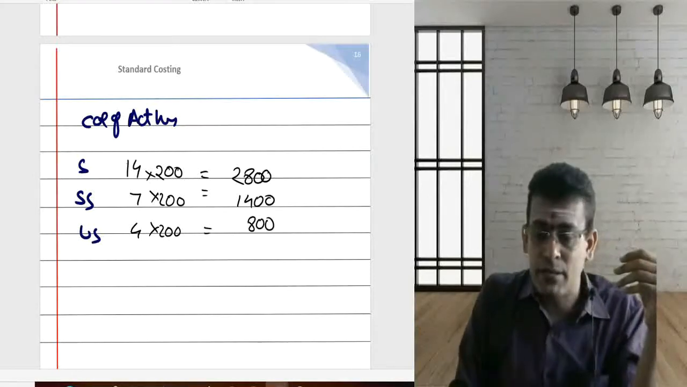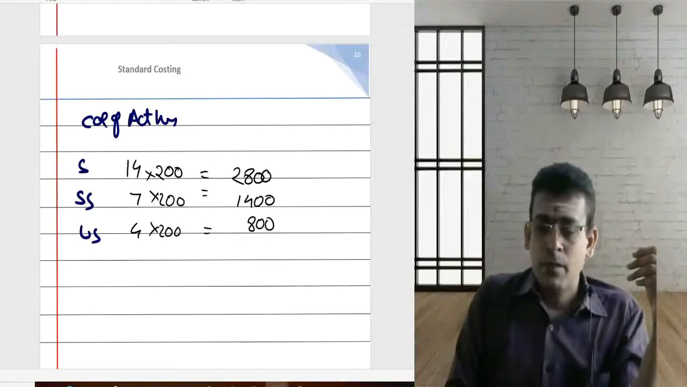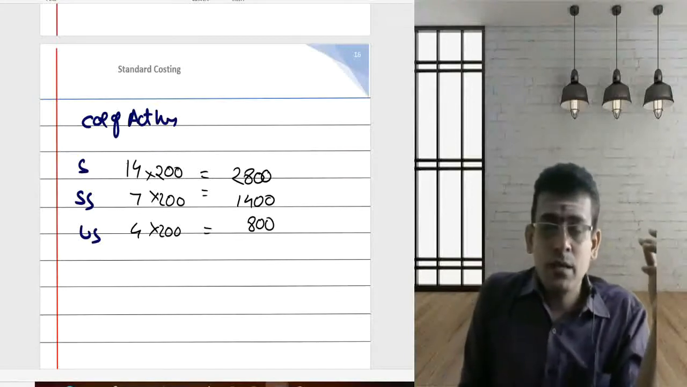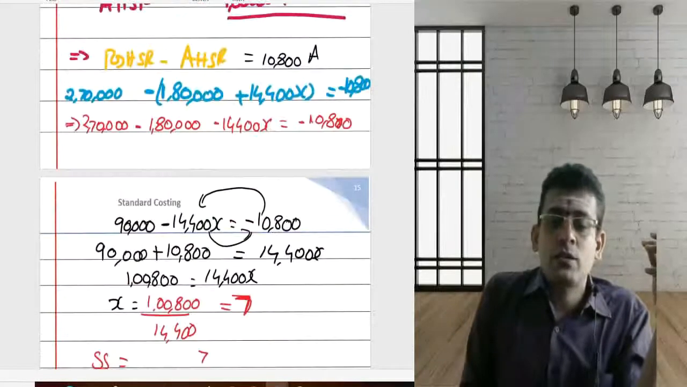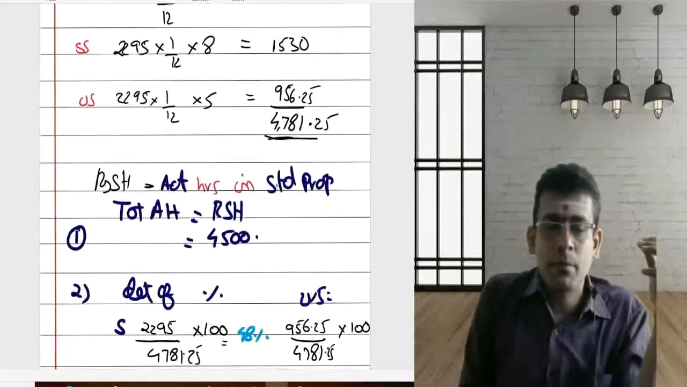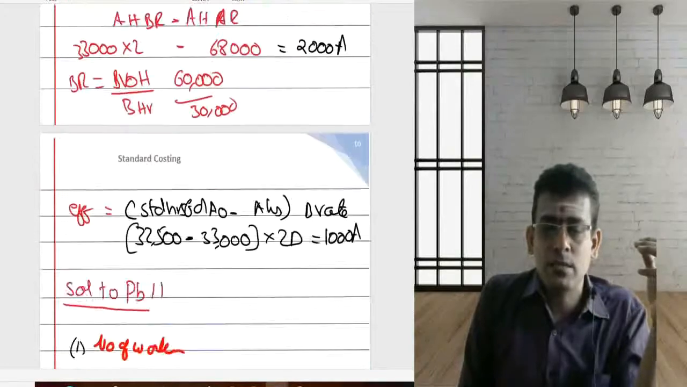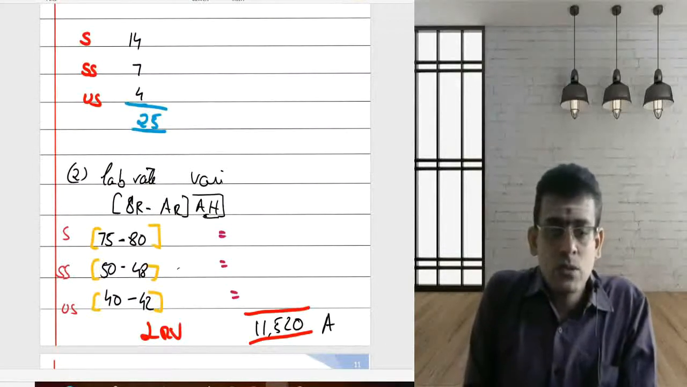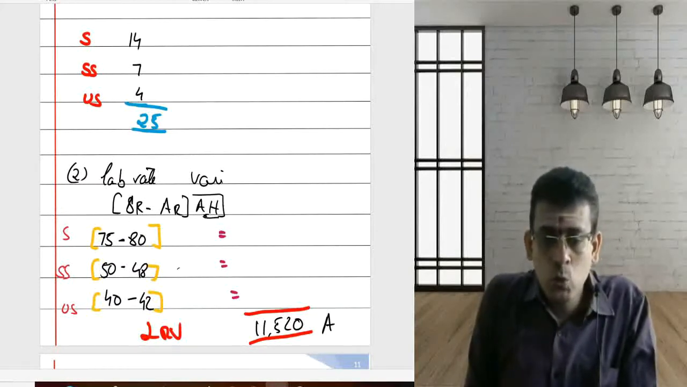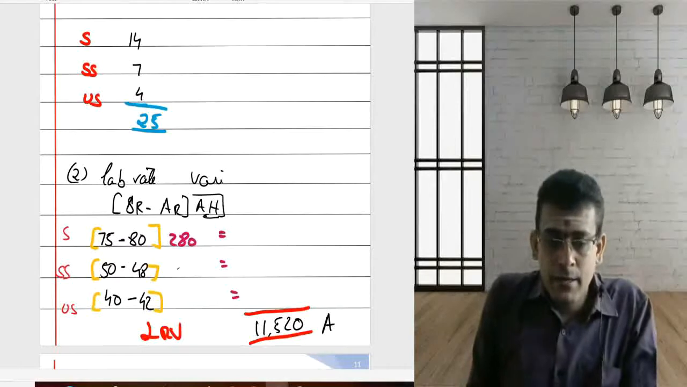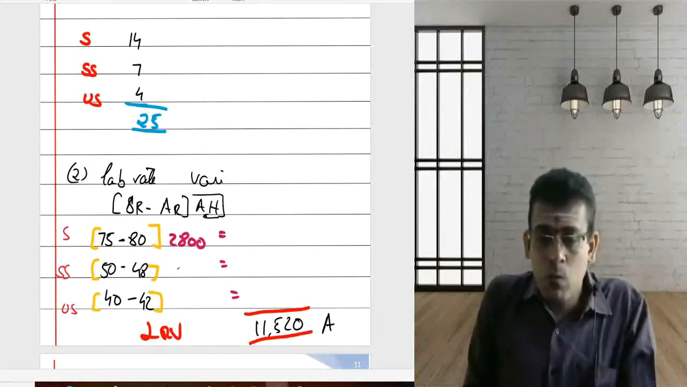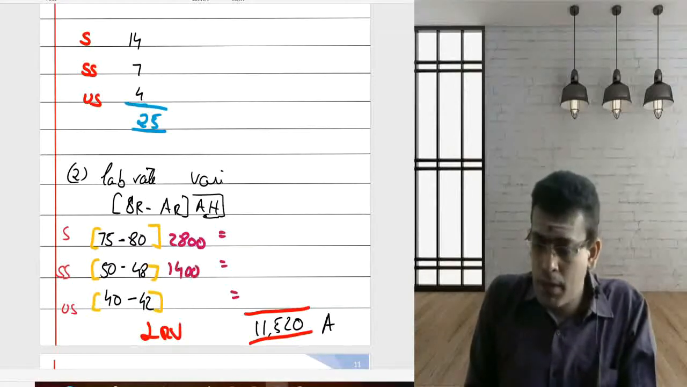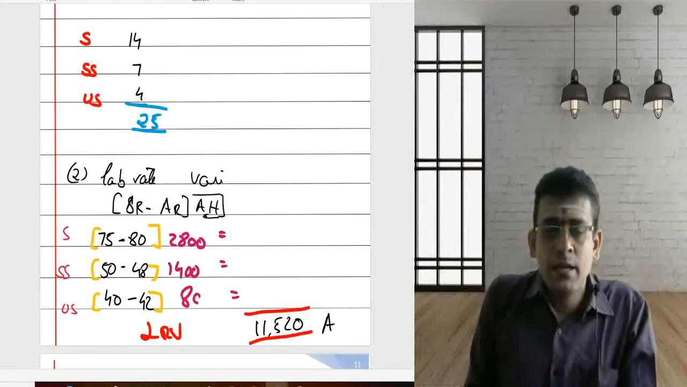So we need to update this: 2,800, 1,400 and 800. So this is nothing but the actual hours which I have to consider. So let us go here and update the statement with your actual hours as this now. Okay, actual hours. What are your actual hours? 2,800. Then 1,400. Then 800.